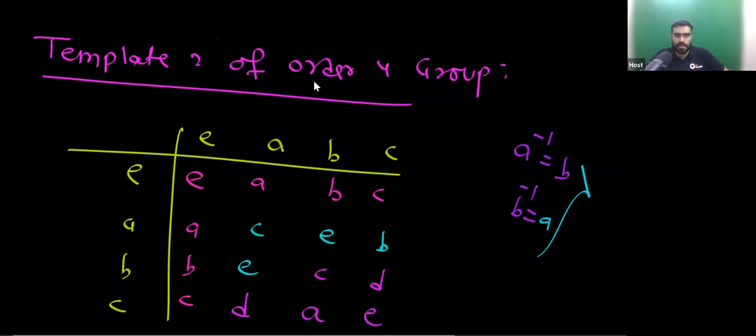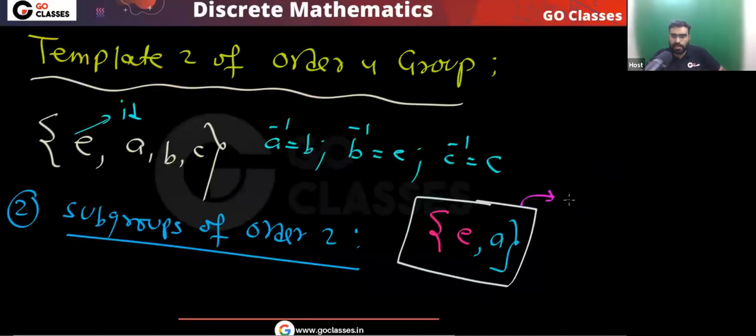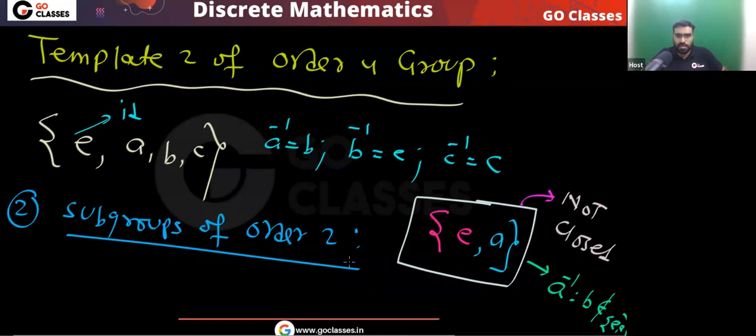Now you tell me, what is A square? Means A star A. A square is basically C. So this is not even closed. E comma A is not even closed. Also, A inverse does not exist: A inverse is B, but that does not belong to E comma A. So this is not a subgroup.